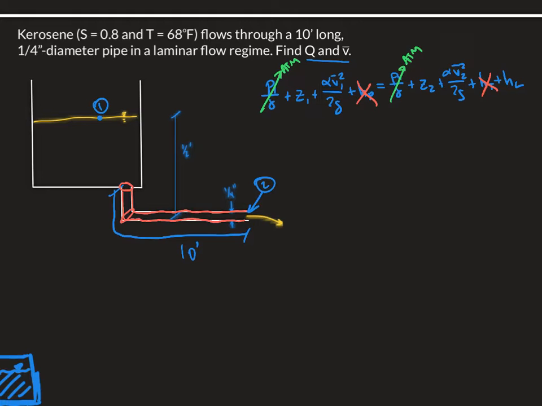Let's do elevations in yellow. Well, if I make this my datum, then I know Z1 is 1/2 foot, 0.5 feet. And Z2 is going to be, wrong one.